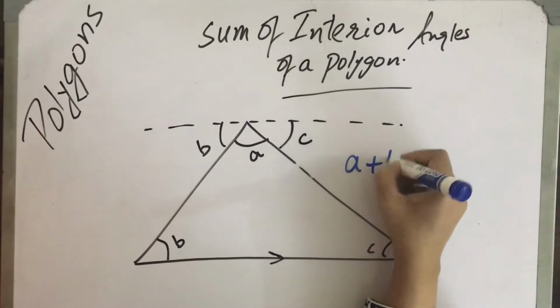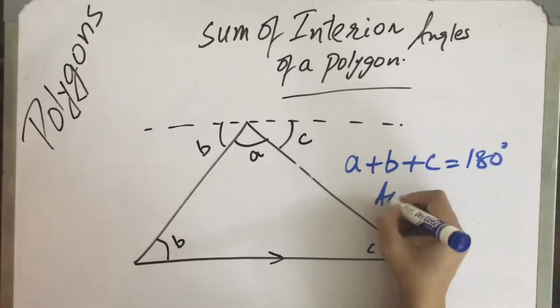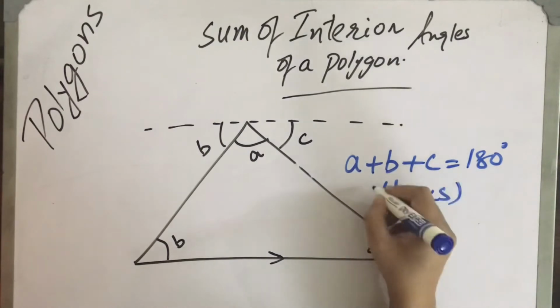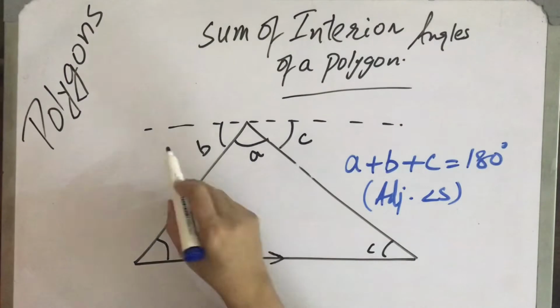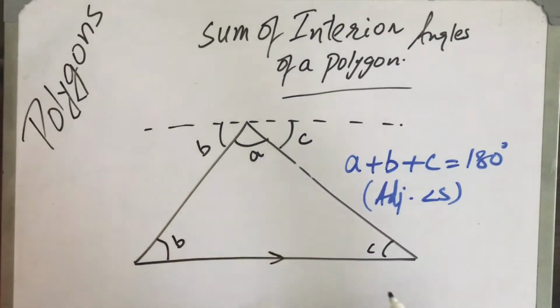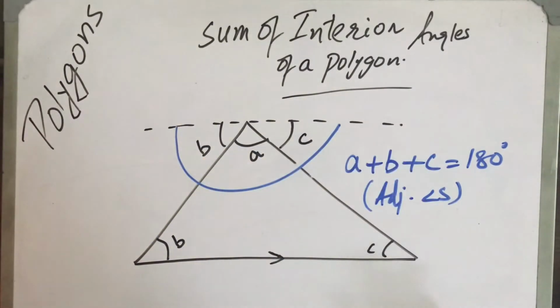A plus B plus C equals 180 degrees. We shall say adjacent angles, and the sum of adjacent angles is 180 degrees. So if we take this B on this side and C on this side, it will be alternate on the other side, and when we take these three angles they are on a straight line, and you know that angles on a straight line equal 180 degrees. So the sum of the angles of a triangle is 180 degrees.